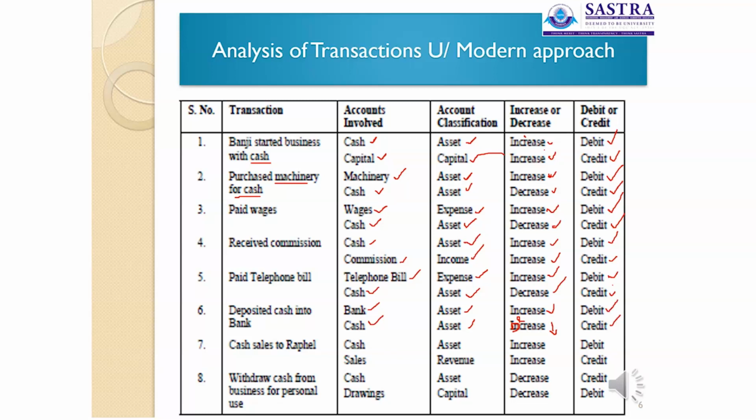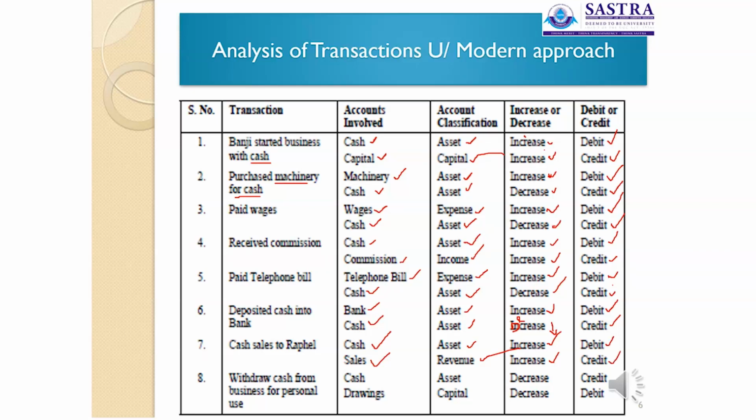Then cash sales. Cash account and another one is sales account. Cash account is related to asset account. Sales is revenue, which will increase the amount of capital equity. So if asset increases, cash will be increased, and revenue is also increased. So cash, if the asset increases, it is to be debited. If sales increase, it is to be credited.